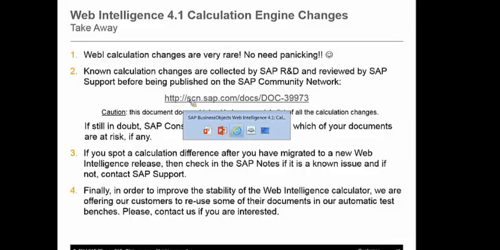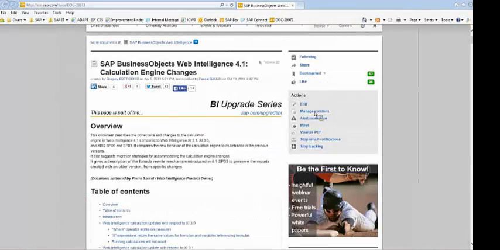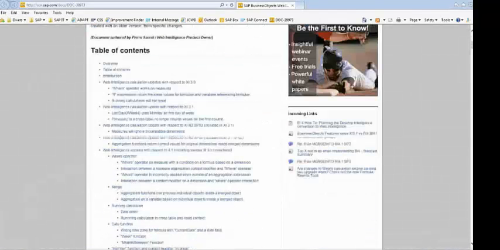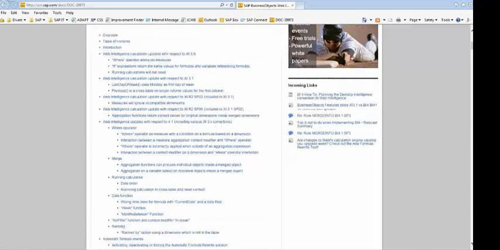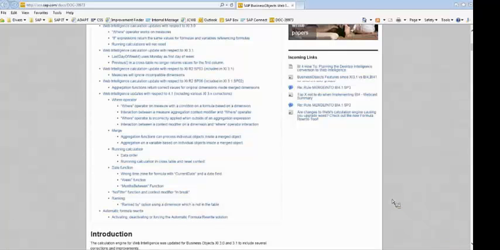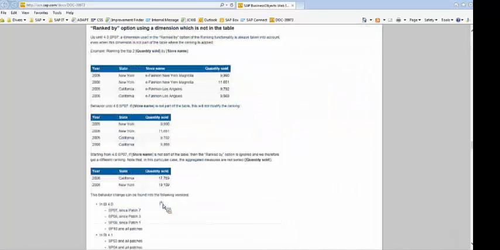Here we are. The latest version was checked in very recently, by myself actually, on October 13th. You have here the table of contents with all the changes which have happened between releases, from XI 3, XI 3.1, XI R2 to 4.1. For each of these functions, there's a section below explaining. For instance, the last one we have documented here is on the ranked by option, which was reported to us by one of our customers, and that we have corrected since then.